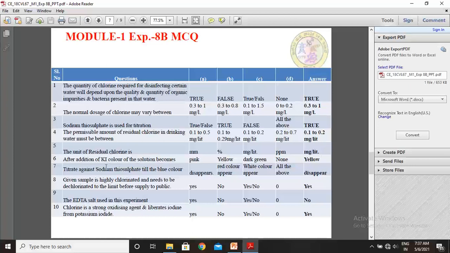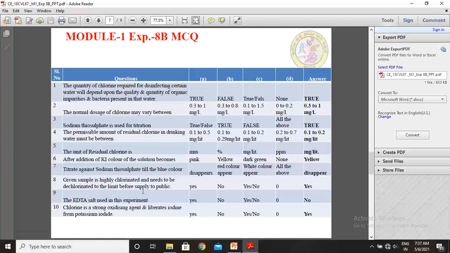After addition of KI, the color of the solution becomes pink, or yellow, or dark green, or none. Correct answer is yellow. Titrate against sodium thiosulfate till the blue color: disappears, red color appears, white color appears, all the above. Option is disappears.